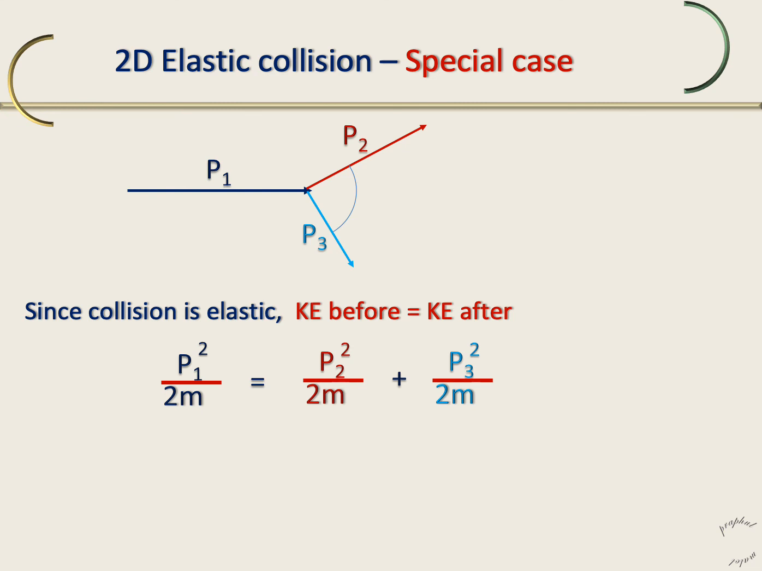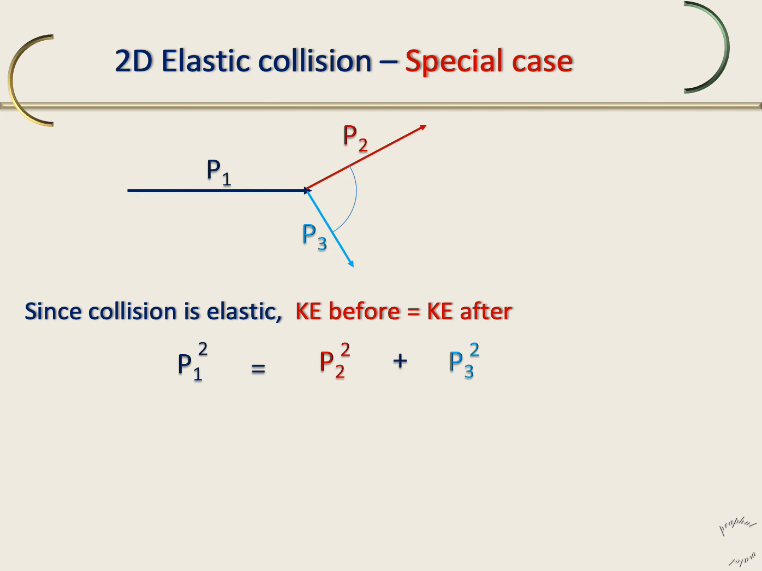Now the second condition is both balls have same mass. It's already given that both balls have the same mass. So what I can do is just cancel the mass from all the terms. So you got this equation. P1 square is equal to P2 square plus P3 square. This looks very similar to another equation. Do you remember which equation?